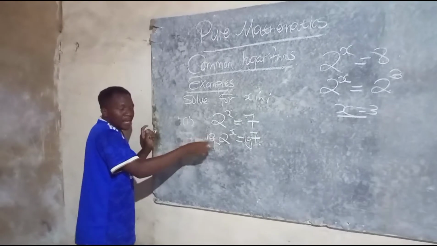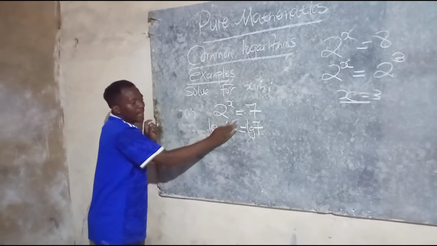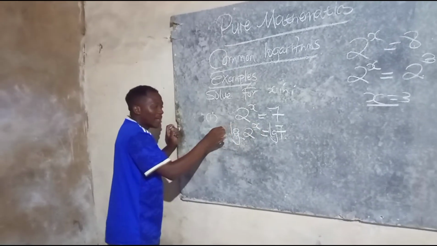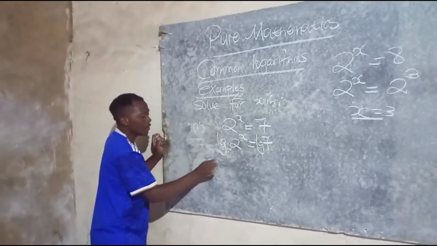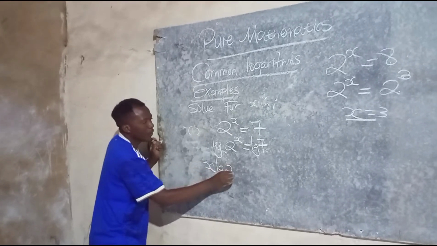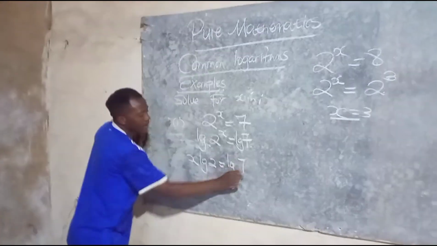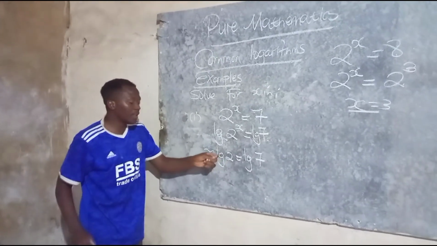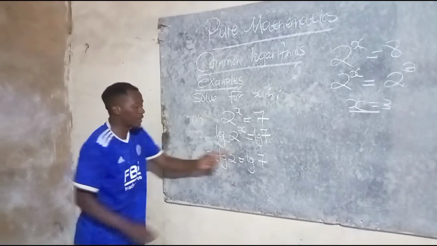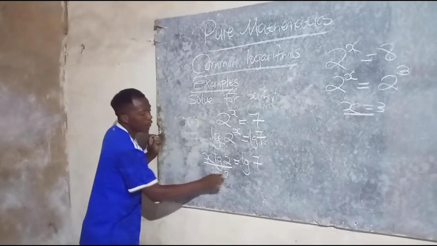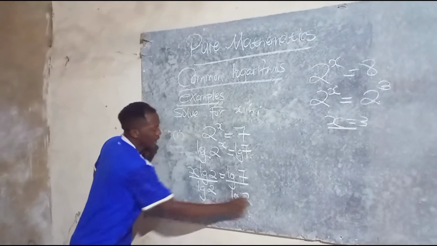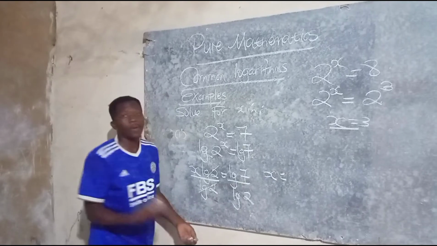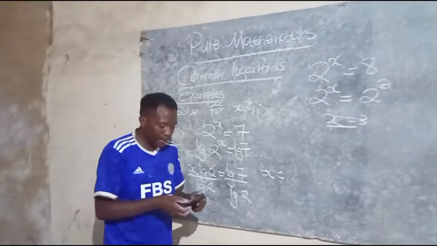Upon reaching this stage, if this was just a letter and this power wasn't there, we would have divided. But because there's a power, drop this power so that it becomes the coefficient here. So it will be x log 2 equals log 7. Our interest is in finding x. So we are going to divide by log 2 on both sides of the equation. Log 2 and log 2 cancel. So x equals, we are just going to use a calculator and evaluate.